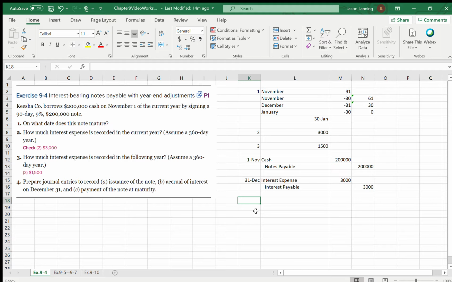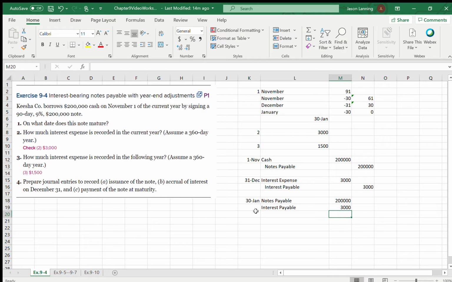And then the last one they say is payment of the note at maturity. So for that, we're looking at January 30th of the next year. And first of all, we have to think about this. We have to get rid of our note payable. So we'll debit our notes payable for the $200,000. We have interest payable. We need to debit that as well for the $3,000.